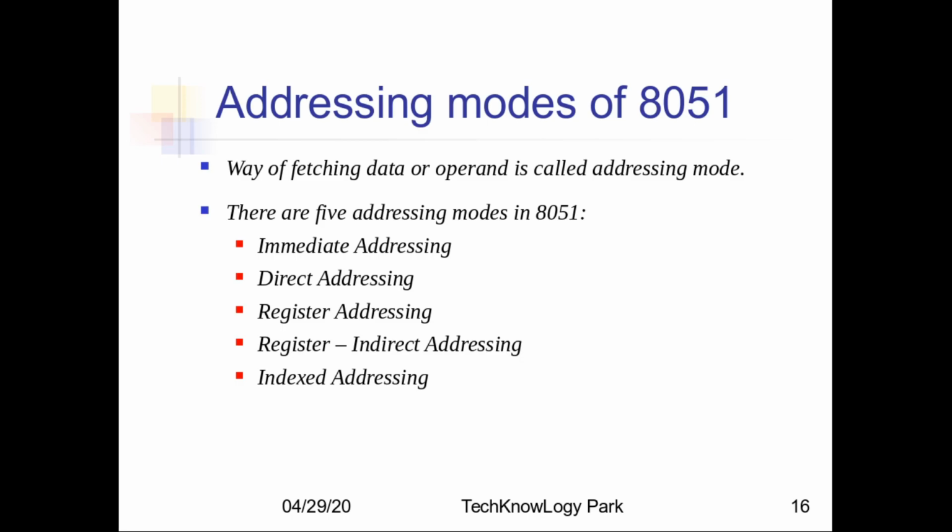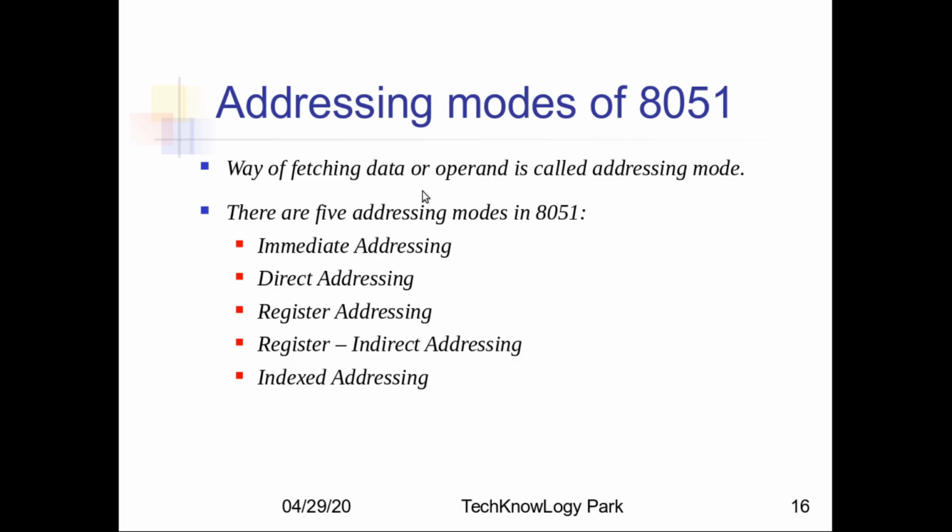There are so many ways. I'm interested to know the name. The name is data. I want to get that data, but there are many ways to get it. That itself is the addressing mode. The way of fetching data, also called the operand, is called the addressing mode. Operand and data are one and the same. In the previous video I told that an operand is nothing but the data on which any operation will be performed. So there are many different ways of fetching data.